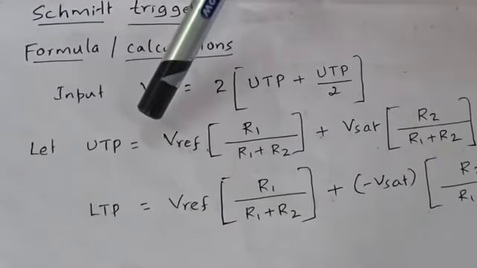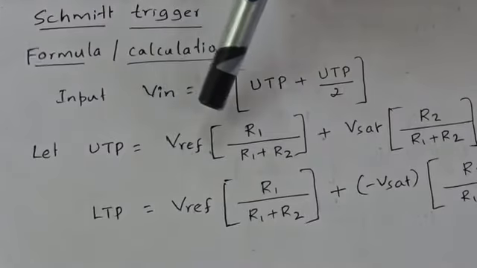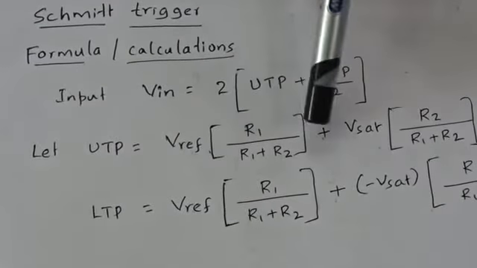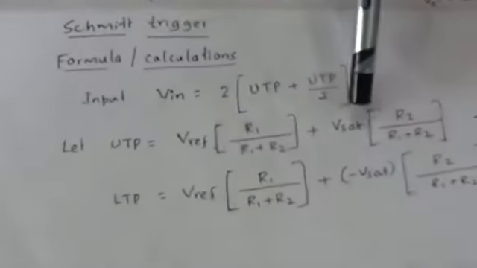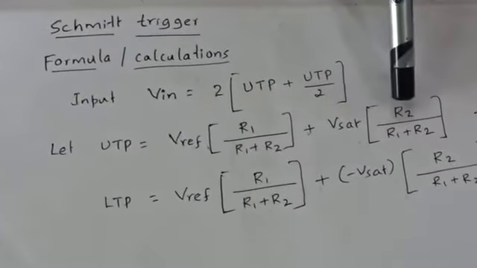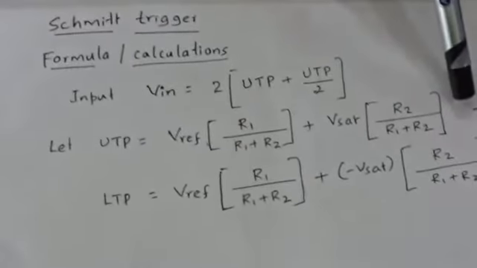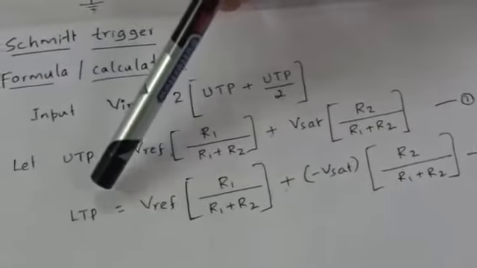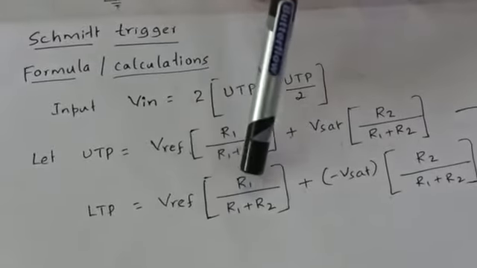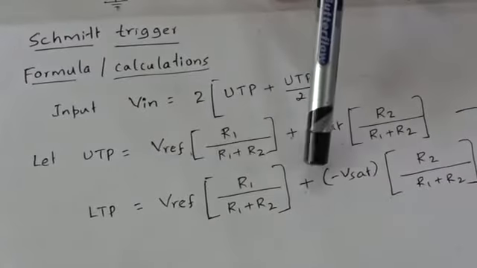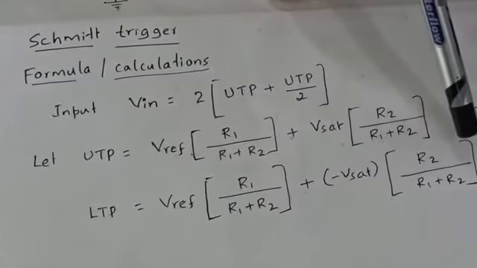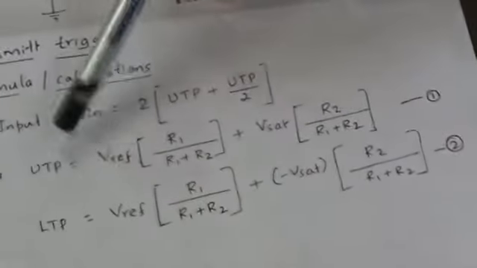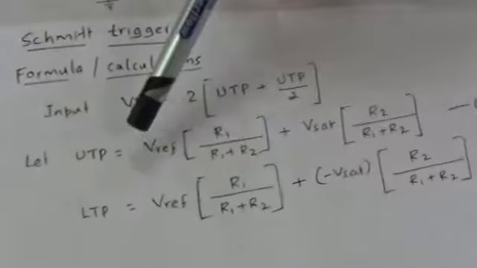Now the UTP and LTP equations are given by: UTP equals V reference into R1 divided by R1 plus R2, plus V saturation into R2 divided by R1 plus R2. This is the equation, we can name this equation as 1. Similarly, LTP is given by V reference into R1 divided by R1 plus R2, minus V saturation into R2 divided by R1 plus R2. So I will consider this equation as 2. These equations are obtained from the circuit diagram by using the potential divider rule.